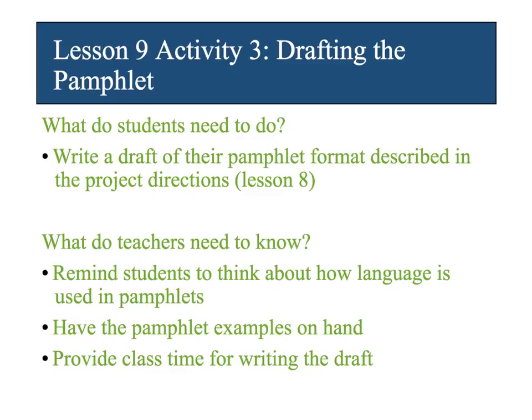Once they have an outline, then they'll work on a draft of their pamphlet. Students will write a draft of their pamphlet using the format described in the project directions in Lesson 8. What you need to do is remind students about how language is used in pamphlets. Maybe have those examples of pamphlets on hand so students can look back at the ways that people put information in the pamphlets in a visually appealing way, in a way that makes it easy to understand and yet still deals with complex science topics, and provide some class time for writing the draft.